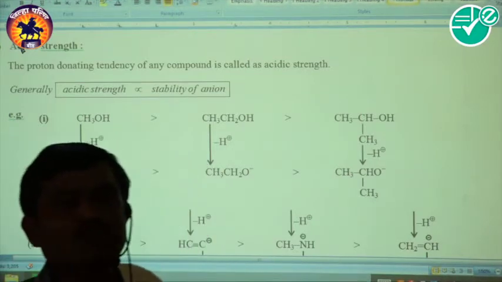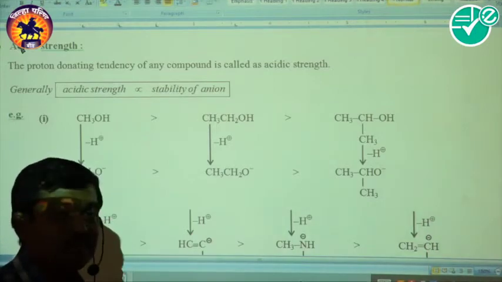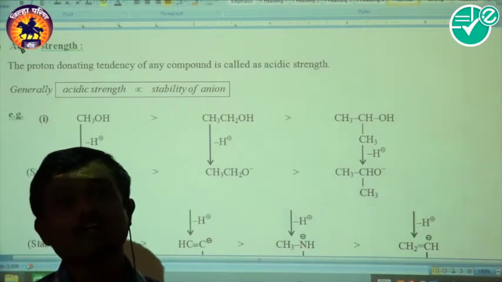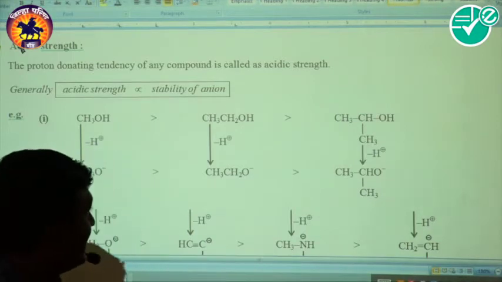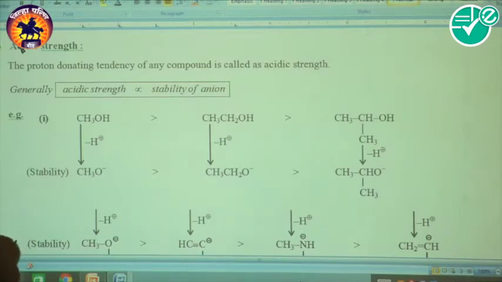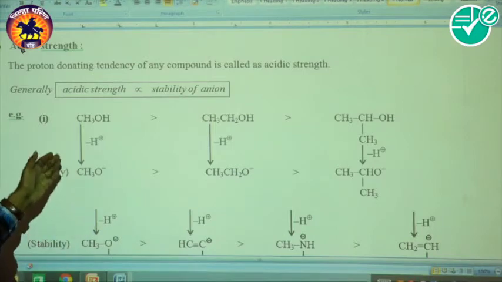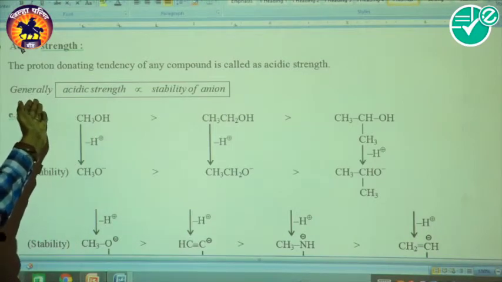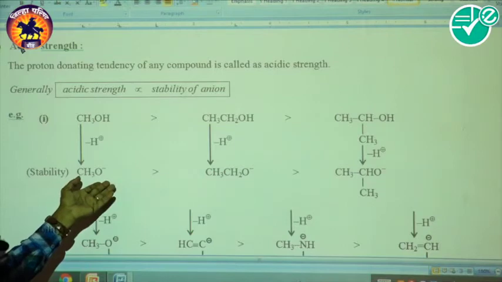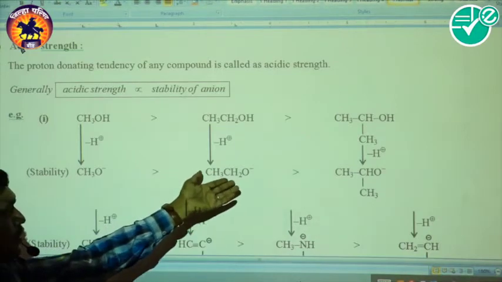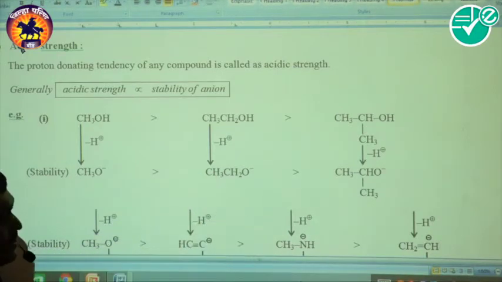So in this way, the stability of the anion depends upon the electron withdrawing group, because the anion is there. Generally, acid strength is directly proportional to the stability of the anion. So if we observe the stability here, CH3O, then CH3CH2O, and then CH3CHO, we know that the stability is of the anion.